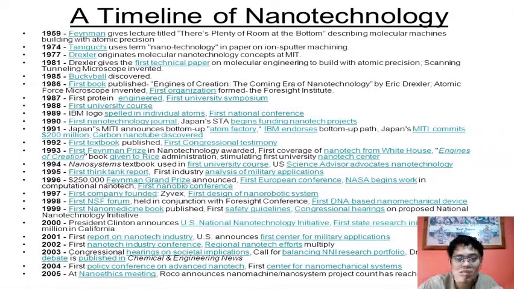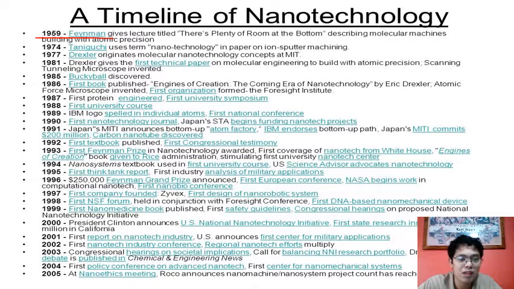Timeline of how nanotechnology started. As mentioned a while ago, it started with Feynman in 1959, through his book, There's Plenty of Room at the Bottom.